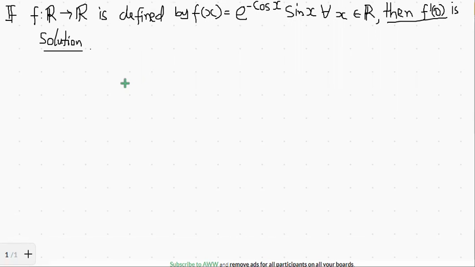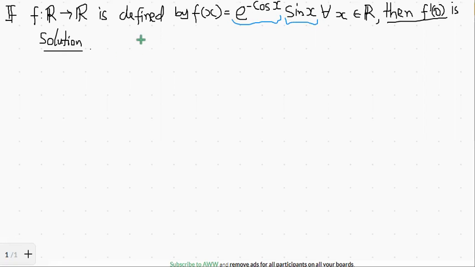The question says if f is a function from R into R and is defined by f of x equal to e to the power of negative cos x times sine x for all x in R, then f prime of 0 is what? If you look closely, you will notice that the given function f of x is a function of products of two other functions.